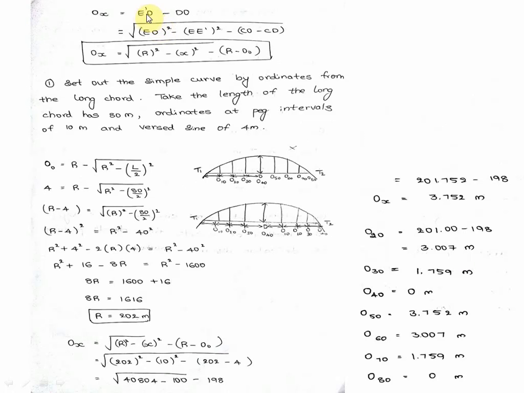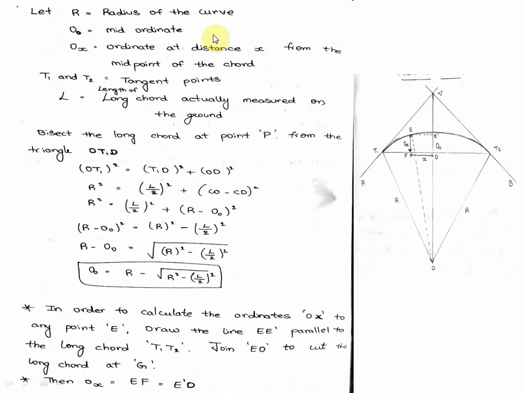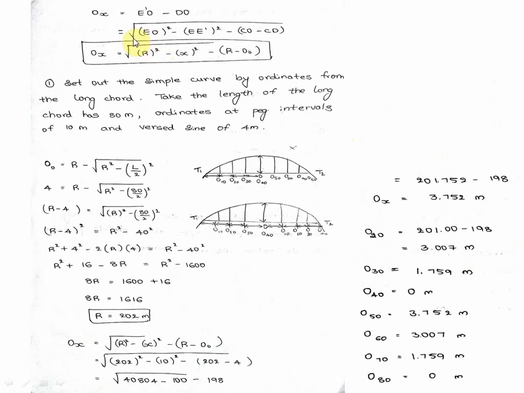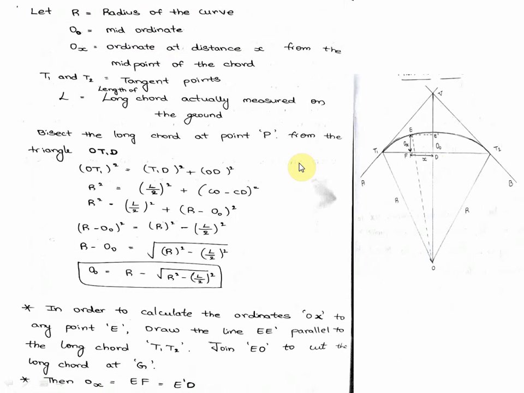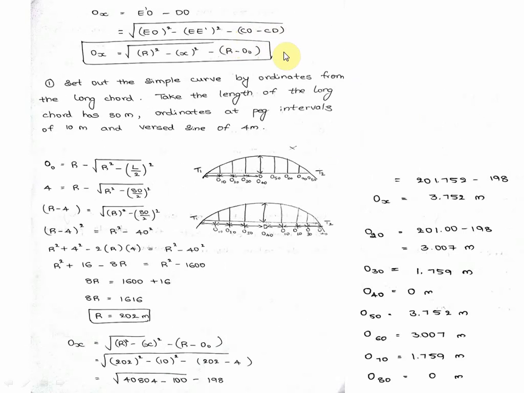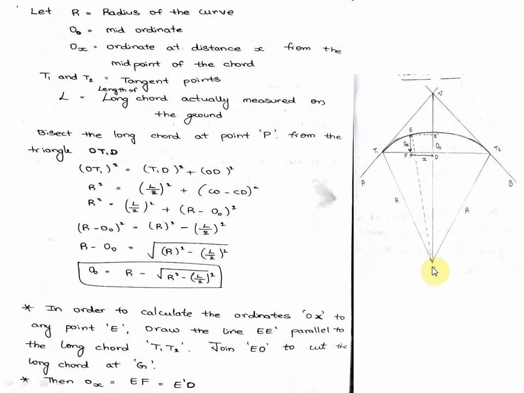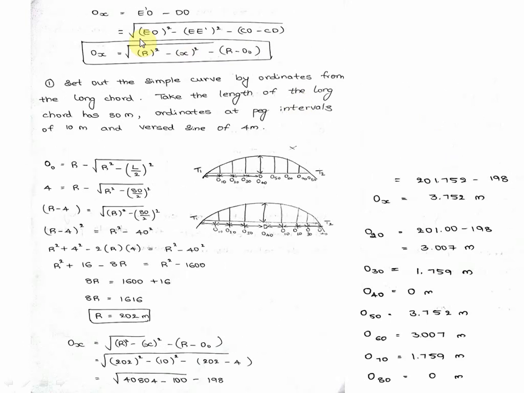Again, OX equals E dash O minus DO. How? Here OX equals E dash O minus DO, so you will get this distance. Again apply Pythagoras theorem here, you will get the value root of EO square minus E dash square, that is EO square minus E dash square, minus CO minus CD. Here CO minus CD, you will get this value, correct?